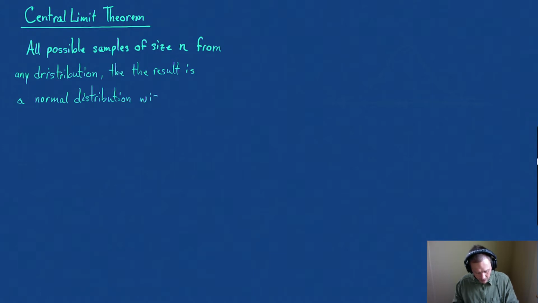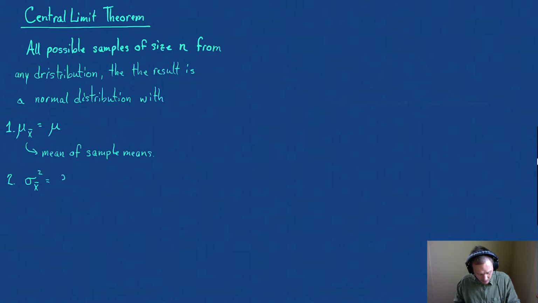with, and here are the key parts, the mean of the sample means, that's what that's called, is equal to the mean of the population. Those are the same. Okay, so this is the mean of sample means. That was number one.